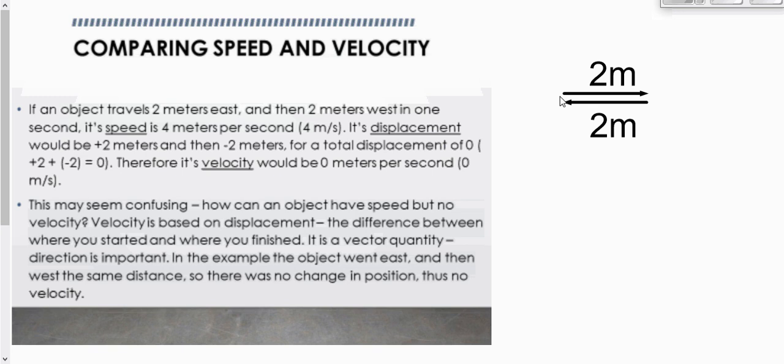Yeah, it seems kind of confusing. I realize that an object can have speed but no velocity. But remember that velocity is based on displacement, how far you've ended up from your starting point, whereas speed doesn't have that directional component. It talks about the total distance that you traveled over the same amount of time.